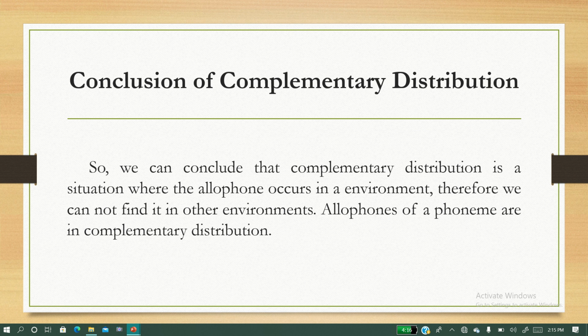So we can conclude that complementary distribution is a situation where an allophone occurs in a particular environment. Therefore, we cannot find it in other environments. Allophones of a phoneme are in complementary distribution.